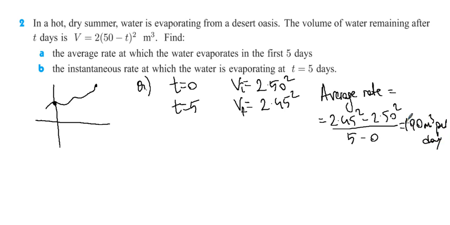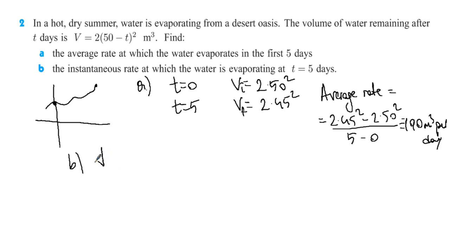So it's actually a negative result. You will get a negative result, but what does it mean? The volume is decreasing. That is what the negative sign means. And in part B, they're asking for the instantaneous rate of change. When you see instantaneous, it means the differentiation at that time.